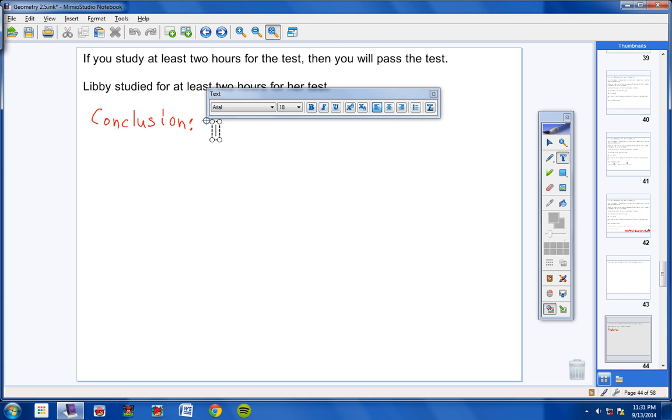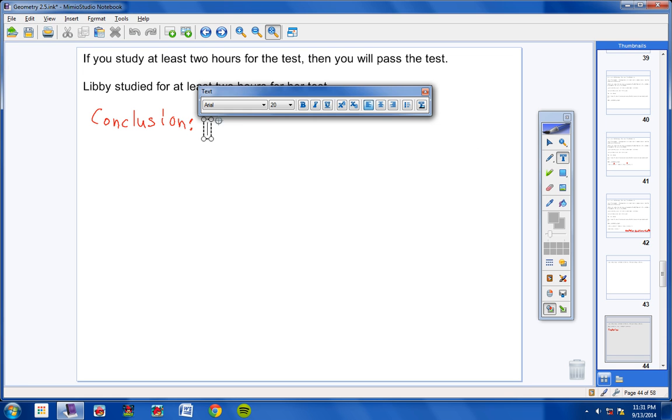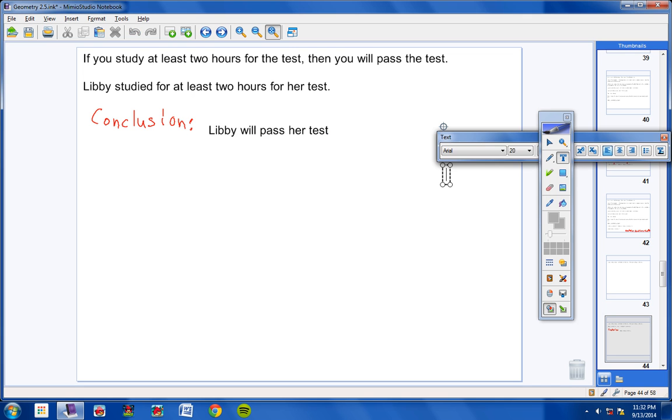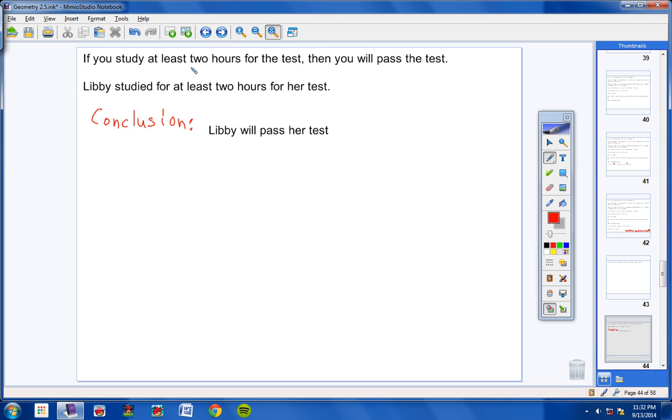I'm going to wait another second while you write down your conclusion. Should be pretty simple. The conclusion is Libby will pass her test, okay? That's the conclusion that you can come to. I hope you're getting this, students, okay? So, if you're given a conditional statement, an if-then statement, and your hypothesis comes true, then you know for sure your conclusion will come true also. And this is called the Law of Detachment, okay?